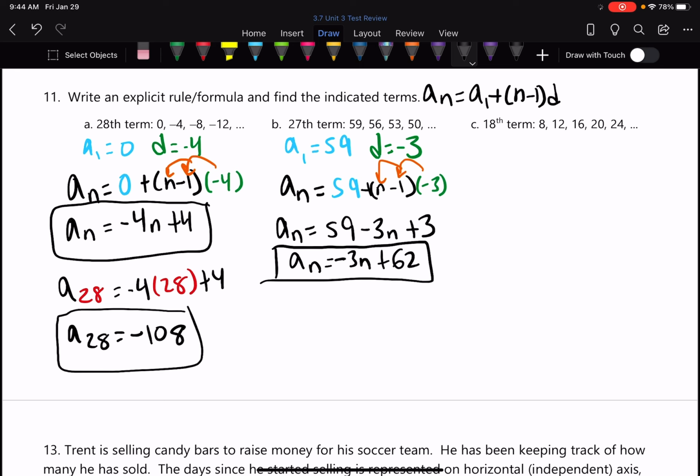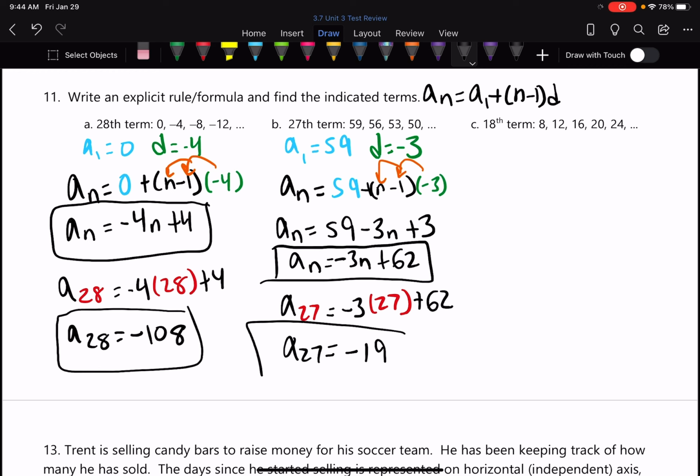So that's our explicit rule for this sequence. And now I want to find the 27th term of this sequence. So I'm going to replace my n with 27. So I'll have negative 3 times 27 plus 62. So my a of 27 is just going to equal negative 19. That's much easier than subtracting 3 every time starting at 59.